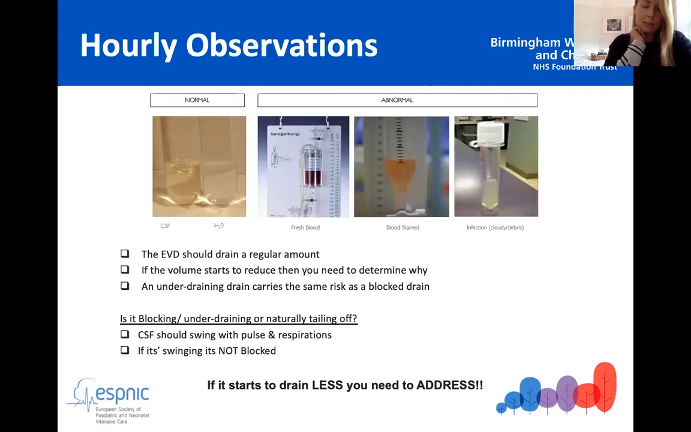So the EVD needs to be documented and observed continuously at the bedside by the nurses, and they will document obviously how much drains every hour. And there isn't really a set amount that you should expect to drain. It's more about a pattern.